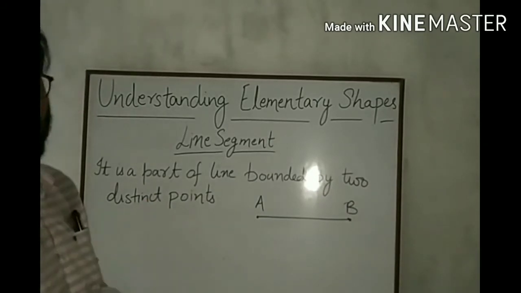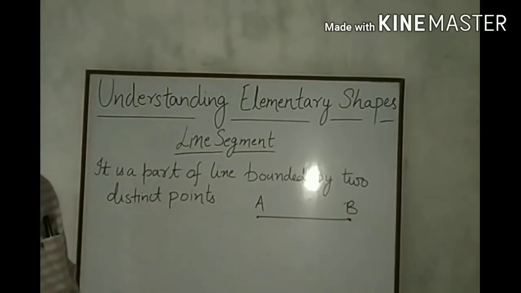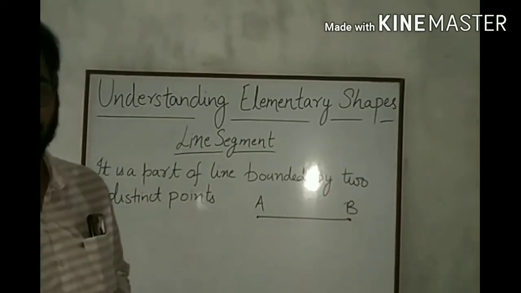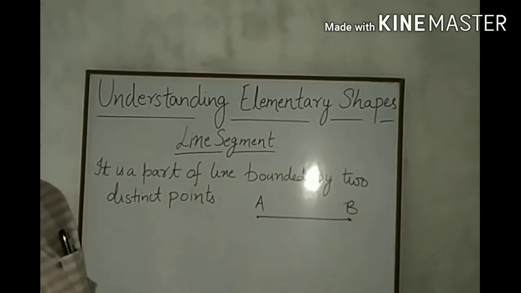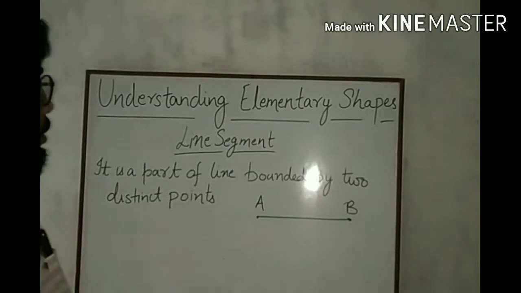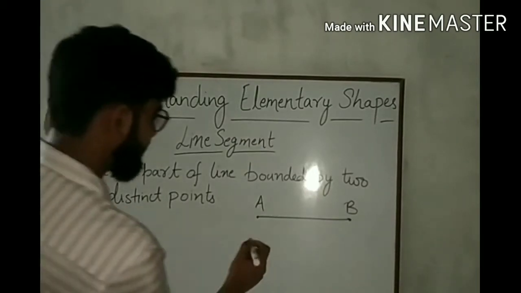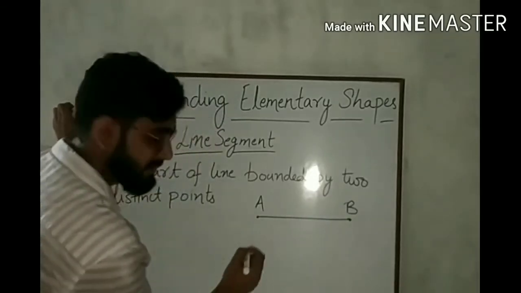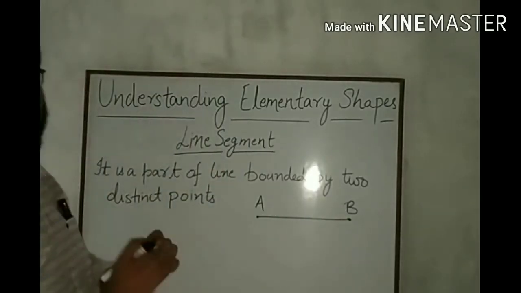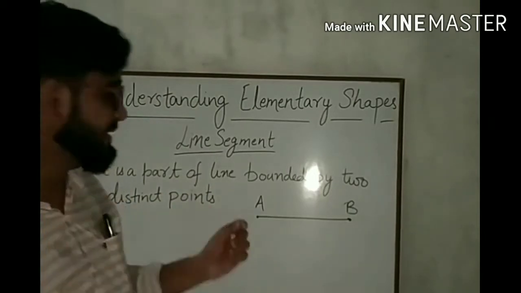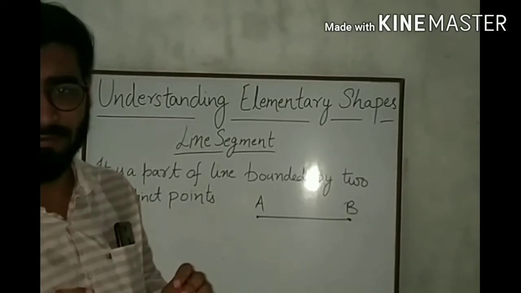So the first topic which we are going to discuss here is line segment. What is line segment? Line segment, it is a part of line. It is a part of line which is bounded by two distinct points. Means, suppose this is a line segment, then it is bounded by two distinct points A and B. Means it will not go beyond these two end points. Means its end points are fixed.